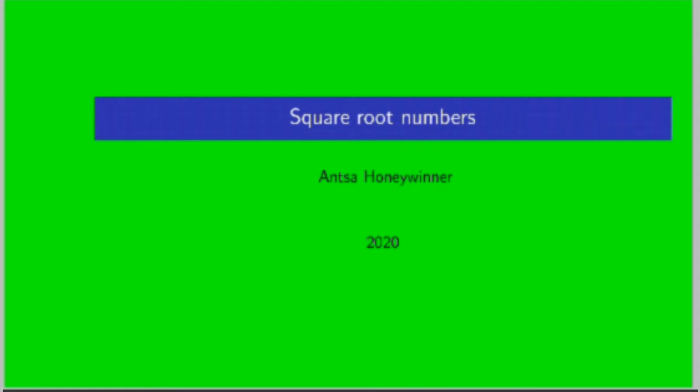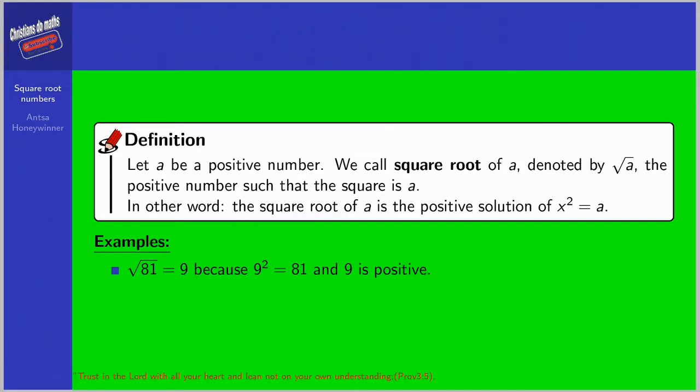So, a square root of a positive number a, which is denoted by square root of a, is a positive number such that the square is a. So in other words, it is the positive solution of the equation x squared equals a.